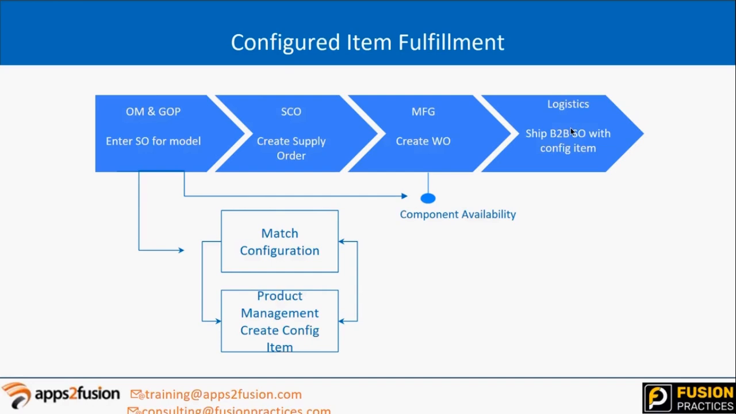So match configuration is nothing but this: if you have already defined a combination of a model with options and option classes, and you try to do the same thing again, it matches the same star item and puts it. That's what is called match configuration?